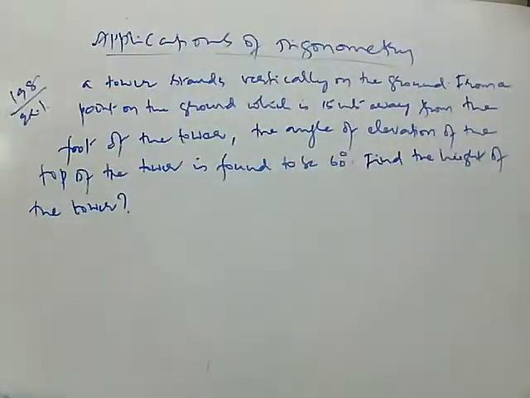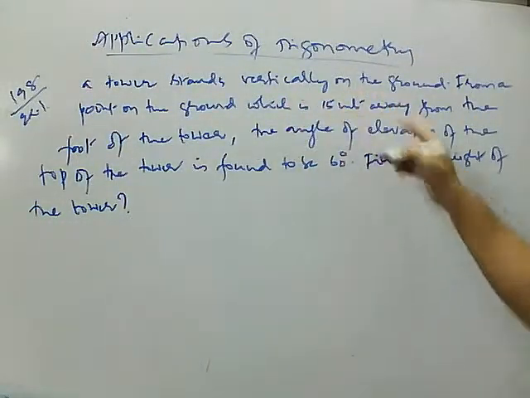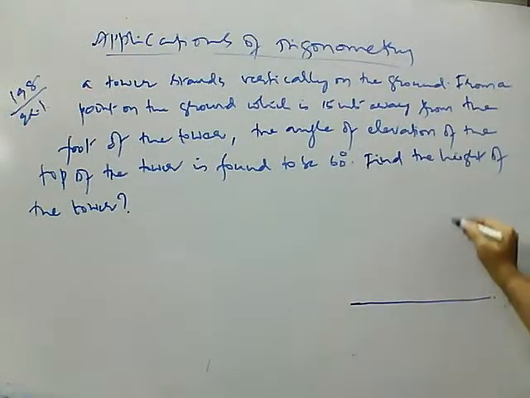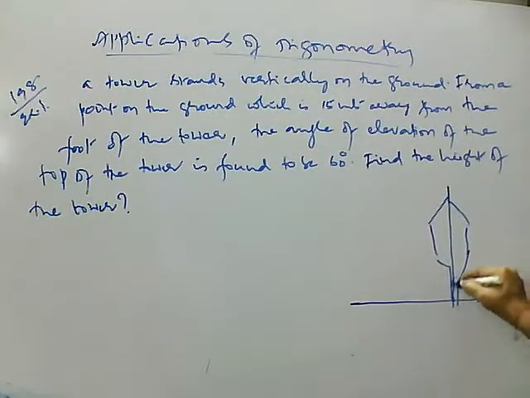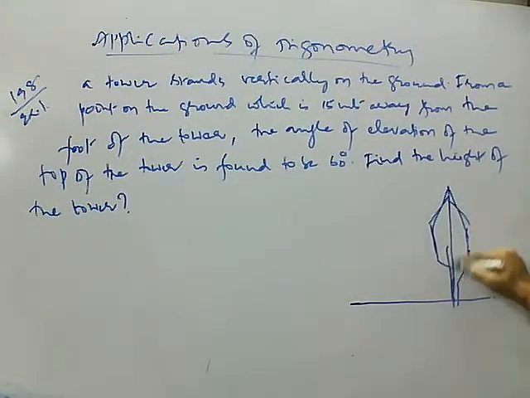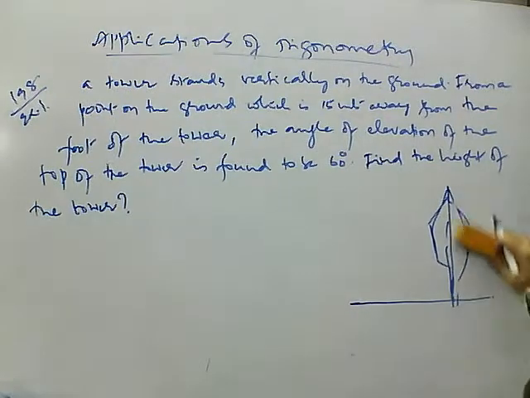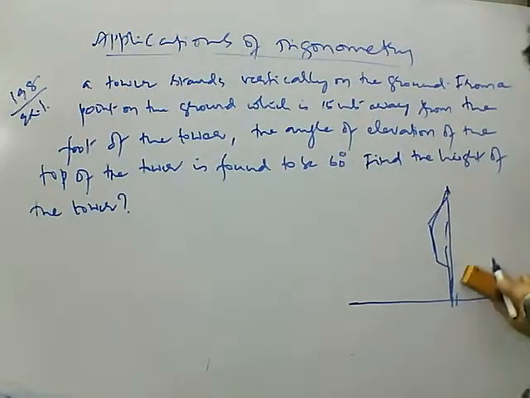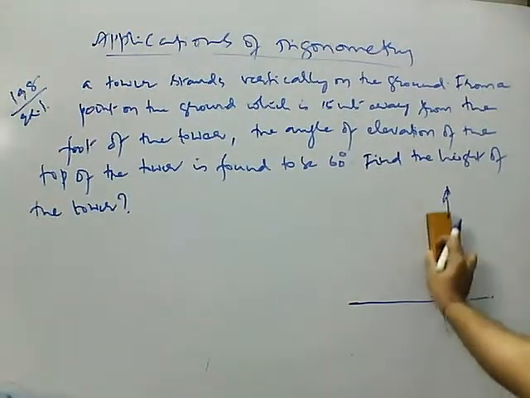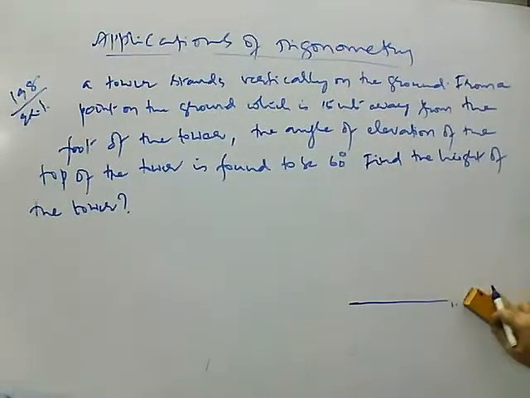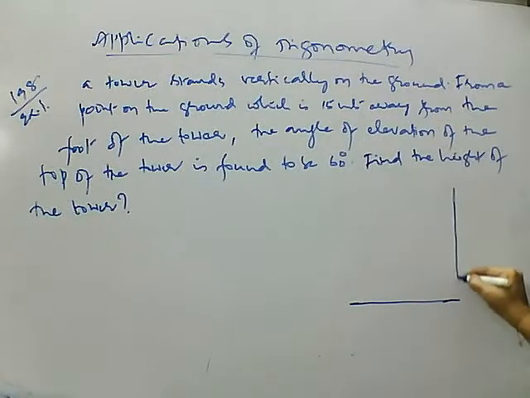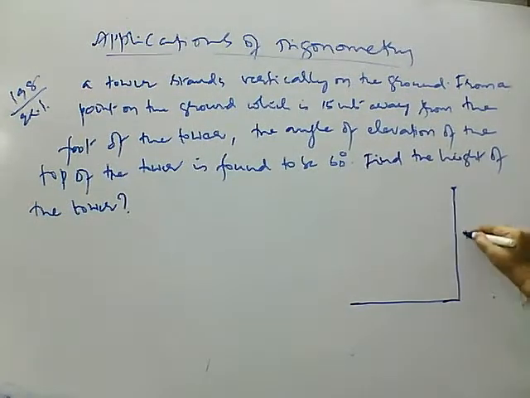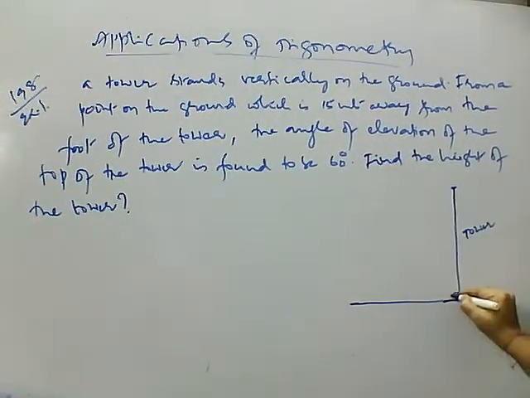First read and try to understand the question. A tower stands vertically on the ground. So there is a ground and there is a tower like this. But there is no need to show all these details; you are not required to be artistic. Just show the tower as any vertical line. It stands vertically, so 90 degrees.